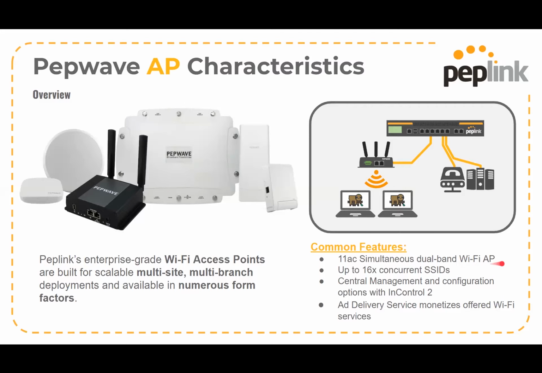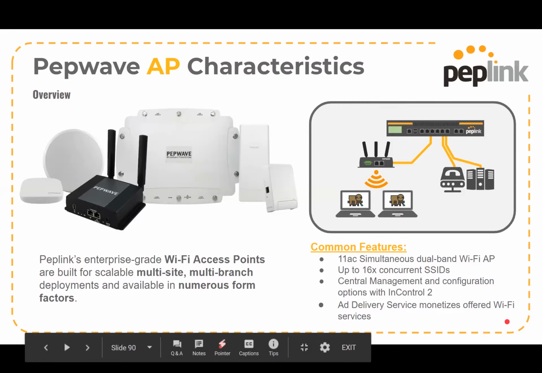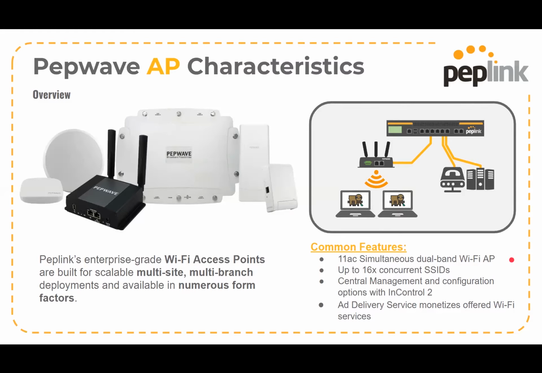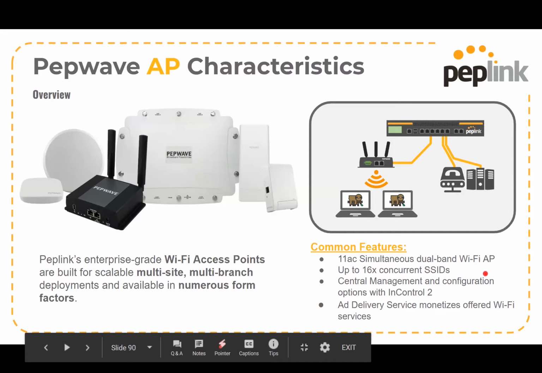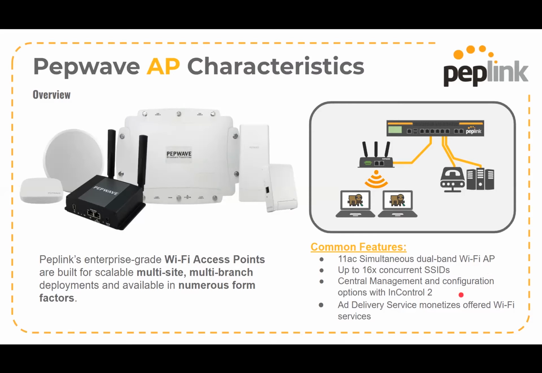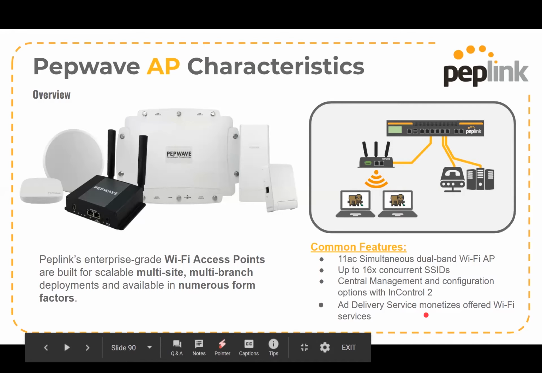Again, they have many common features, and these may be asked during the exam. What are the common features among all access points? Many are 11 AC simultaneous, 2.4 and 5 gigahertz radios, up to 16 concurrent SSIDs. We have centralized management through our SD-WAN controller. Again, IC2, our centralized cloud-based controller, can configure and manage all devices, routers, switches, mobility routers, and now access points. And we have an ad delivery service to help you monetize and pay off for those access points.